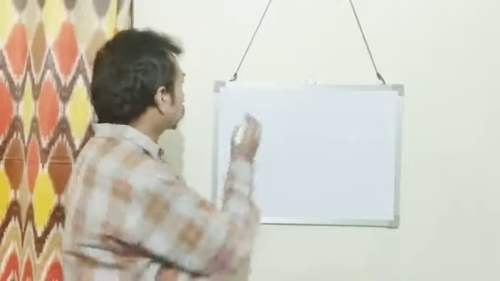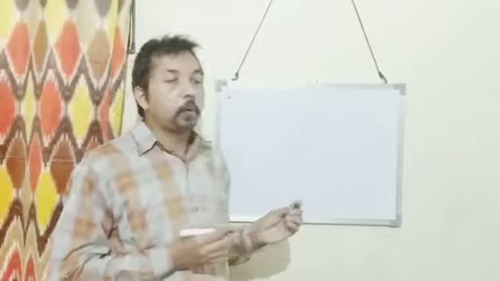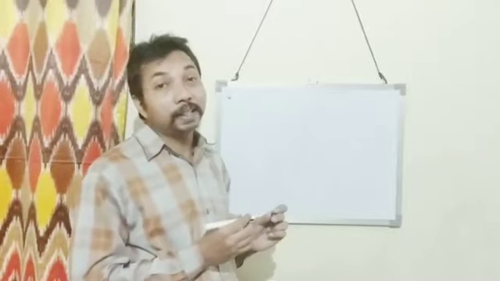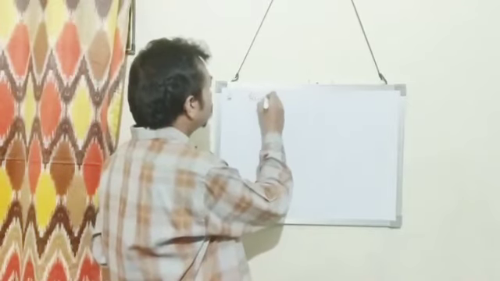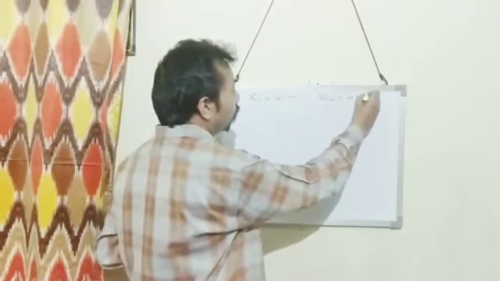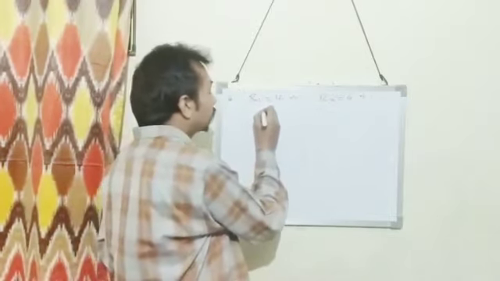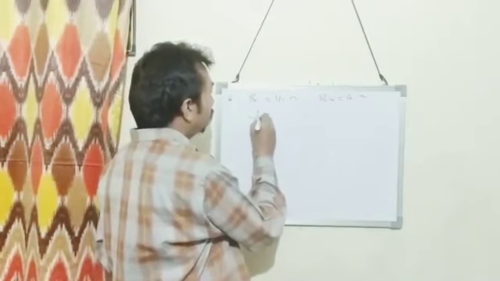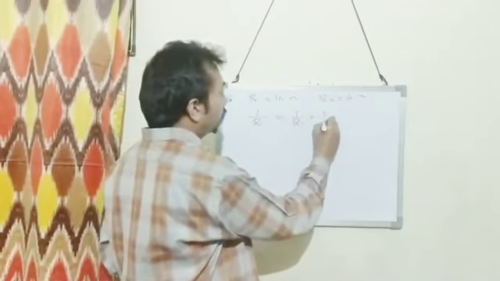Question number 6. Two resistors having resistance 4 ohm and 6 ohm are connected in parallel. Find the equivalent resistance. R1 is equal to 4 ohm and R2 is equal to 6 ohm. We have to find the total resistance in parallel. 1 by R is equal to 1 by R1 plus 1 by R2.